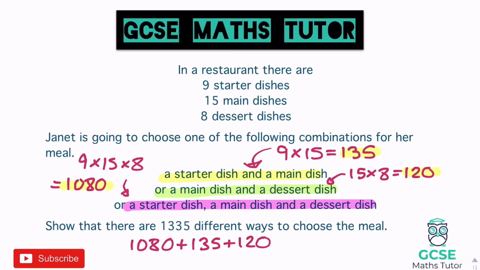There we go, and that does equal 1,335. There we go, and that's shown there that there are 1,335 different ways of choosing that meal if she's going to use one of those different combinations there.